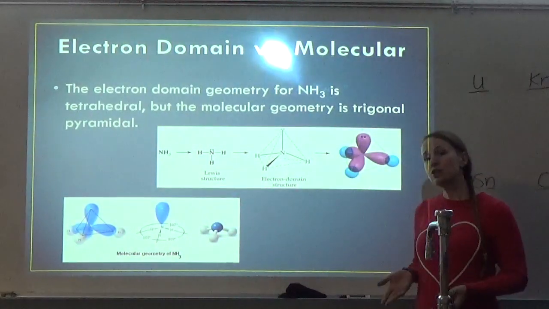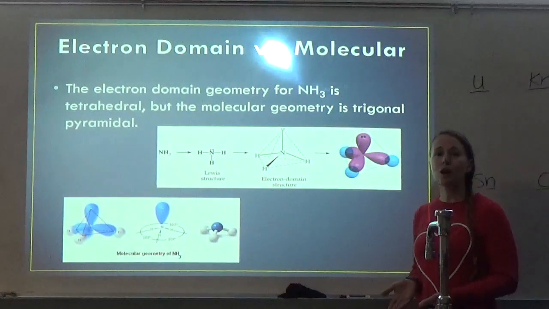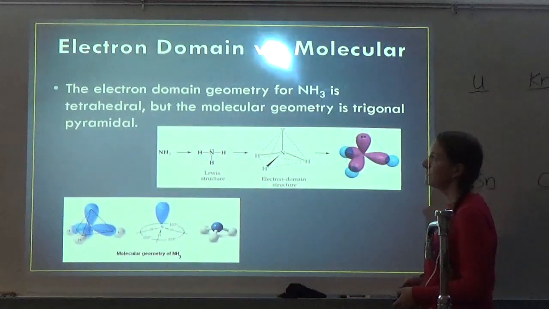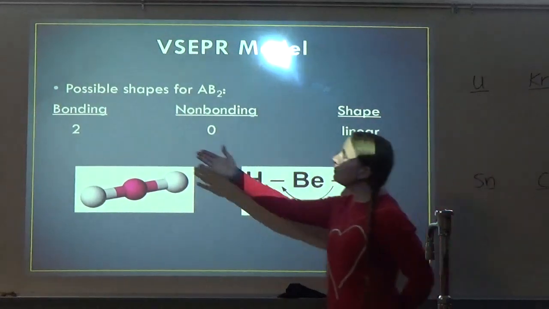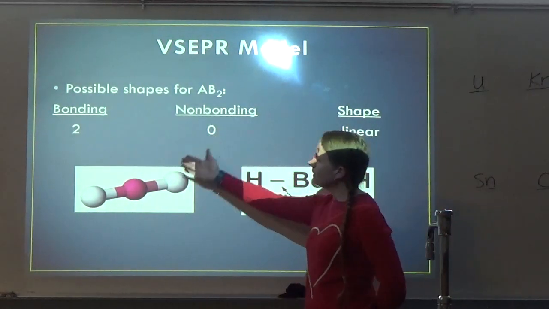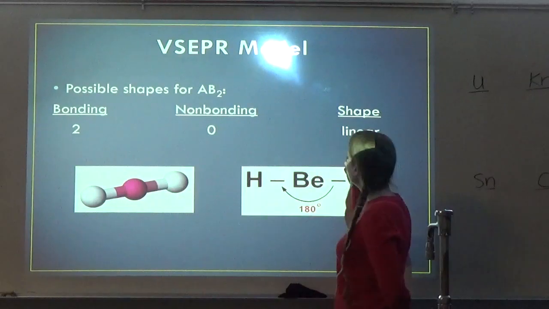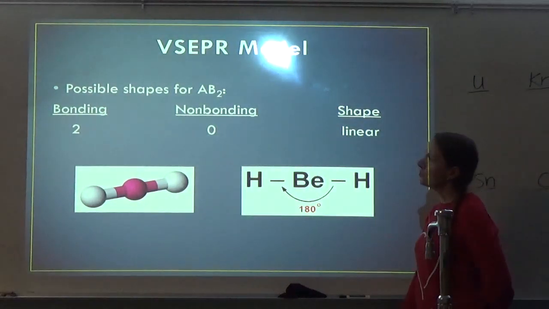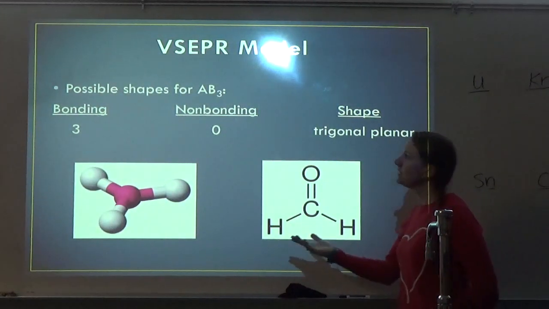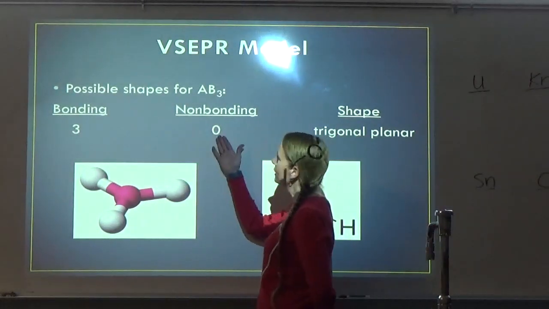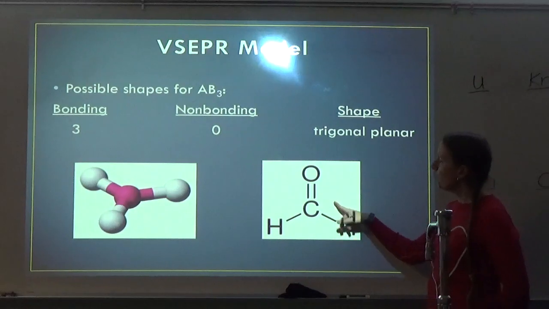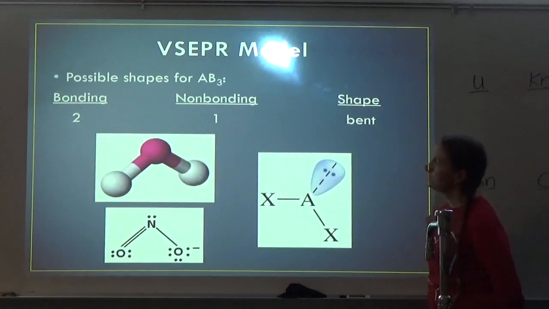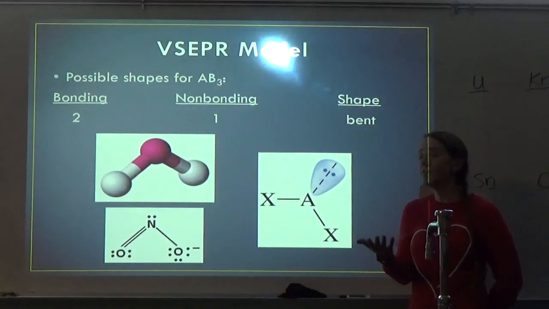Okay, so molecular shapes are a little trickier because there's more options than electron domain shapes. So let's look at our options. So if you have 2 bonding and 0 non-bonding, it looks like this, and it is linear with 180-degree bond angles. On the other hand, if you have 3 bonding, 0 non-bonding, looks like this, it's trigonal planar, and you have 120-degree bond angles. However, now we can have lone pairs.